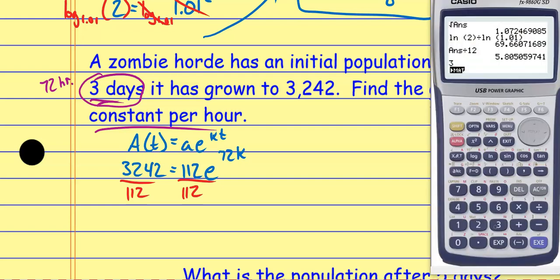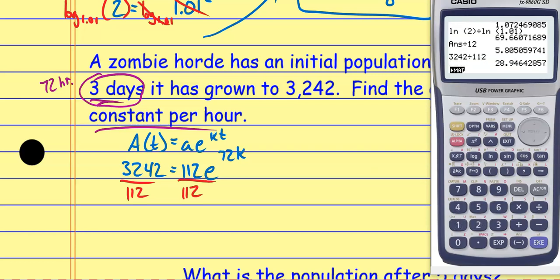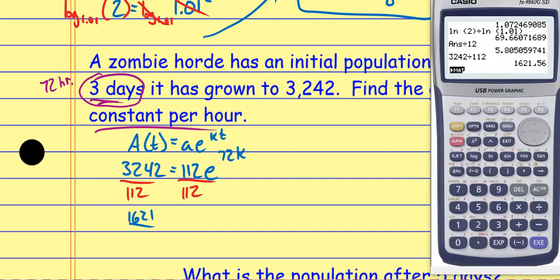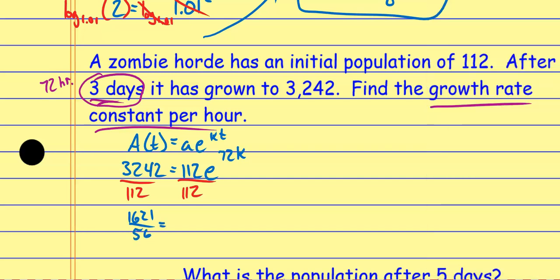And I don't know if this is going to work out evenly. If it doesn't, I could just leave this as a big fraction. Okay? Yeah, it gives me a 28.94. I don't really like that. Okay? So maybe we could convert that. Let's just leave it as a fraction for right now. 1621 over, what was that? 56. Because it doesn't matter. I'm about to punch this thing into my calculator anyway.